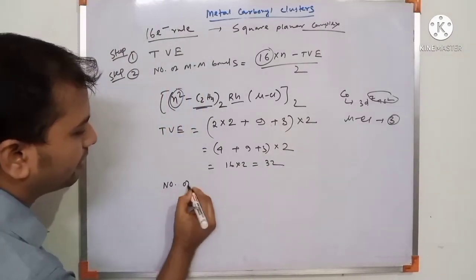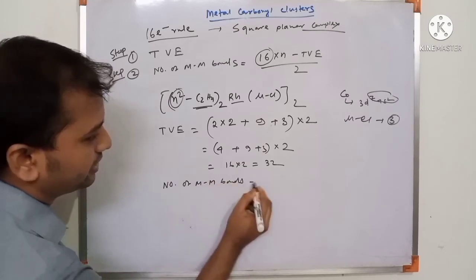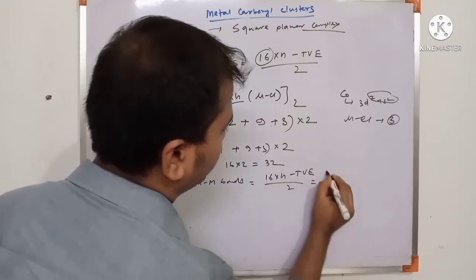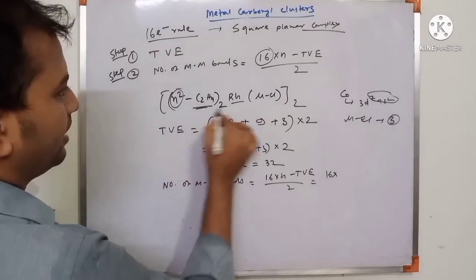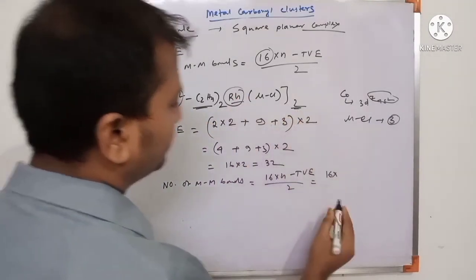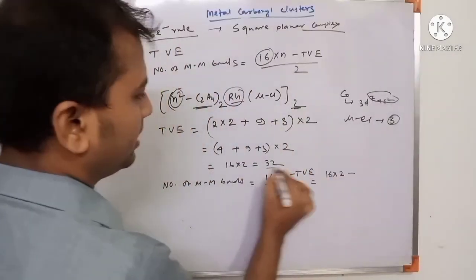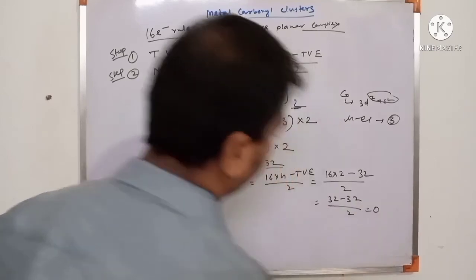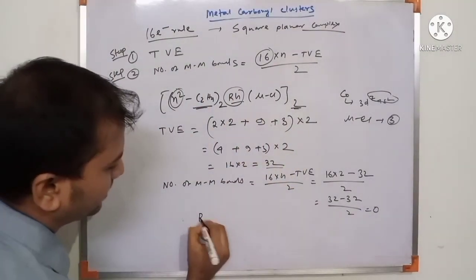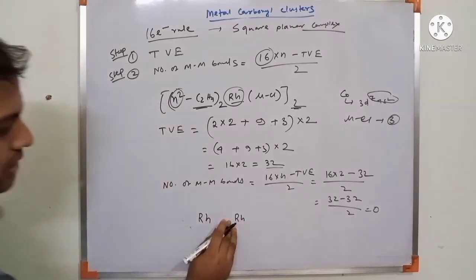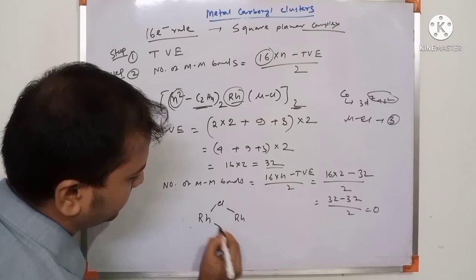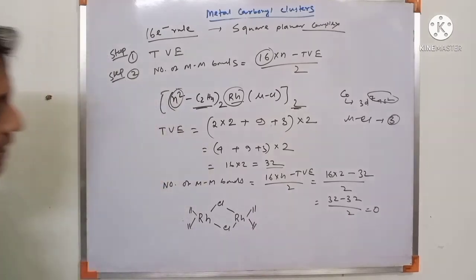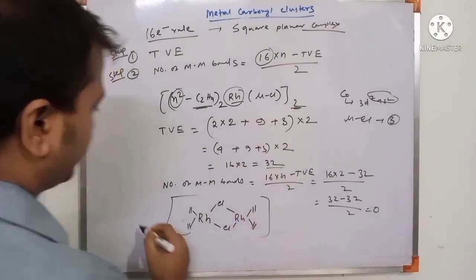Now calculate the number of metal bonds, equal to 16 into n minus total valence electron, by 2, equal to 16 into n, where n is the number of metals, this is rhodium 2, minus total valence electron 32, by 2, equal to 32 minus 32 by 2, equal to 0. So the complex is rhodium, there is no metal bond, so there are 2 Cl bridging and 4 ethylene groups are terminal. So this is the structure.